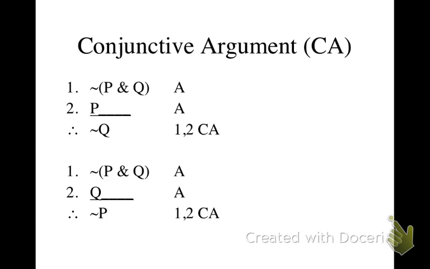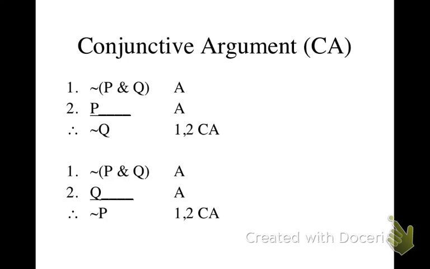If you have a negated conjunction, and then you also have one of the conjuncts of that negated conjunction, well, then you can derive the negation of the other conjunct. So here's how it works. So if you know that the statement, it's false that P and Q is true, well, then the conjunction P and Q must be false.